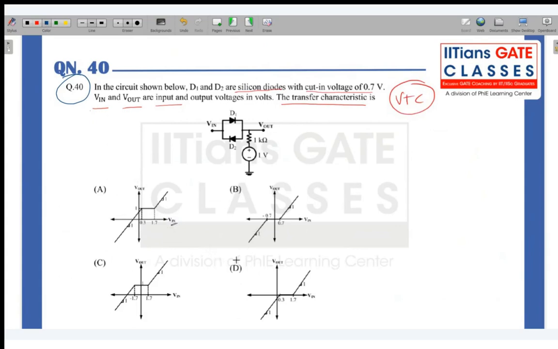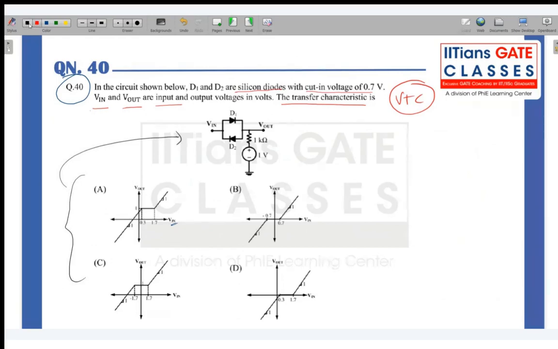Now you have to take case one, case two, or you can go to the options and eliminate some options first of all. Which option will not be correct, and which option will be correct? You have to take the options and the question all together and solve this question. Otherwise, you might take much time to solve this question.